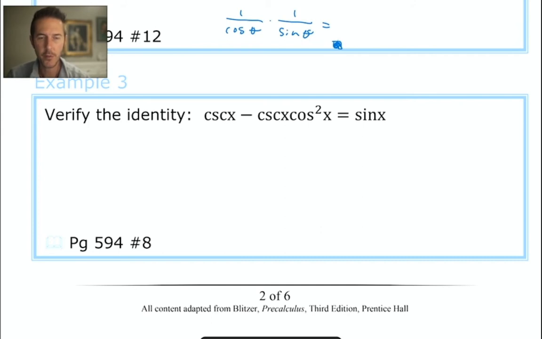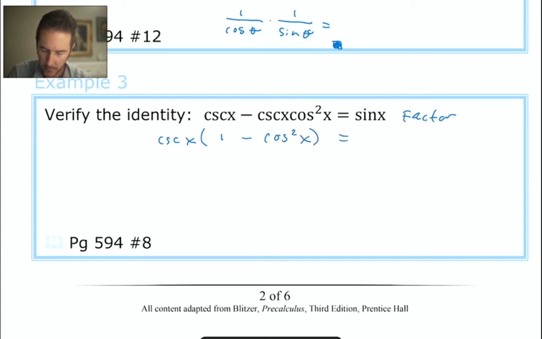So the left-hand side here, something that I see is that both of the terms contain a factor of cosecant x. So I'm going to factor out the GCF, the greatest common factor, which is cosecant x, which leaves me with a 1 minus a cosine squared x. Now 1 minus cosine squared x has a cosine squared and a 1 in it, which makes me want it to somehow be related to the Pythagorean identity.